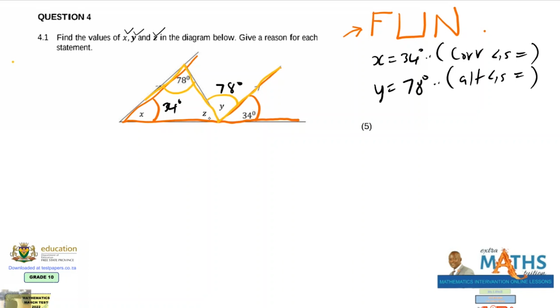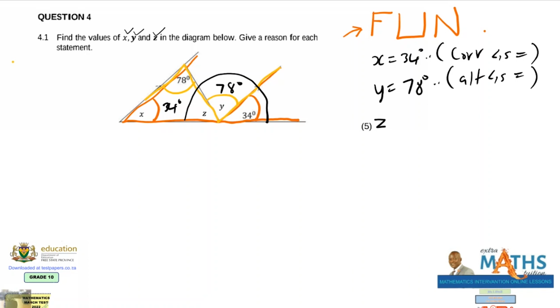Last but not least, we need to find the value of z. The value of z is not at any of these parallel lines. It means now I need to remind myself of some other properties of angles. I have a straight line. Okay, yes, I have a straight line. And I know that a straight line have adjacent angles. I already have 78, I have 34 degrees.